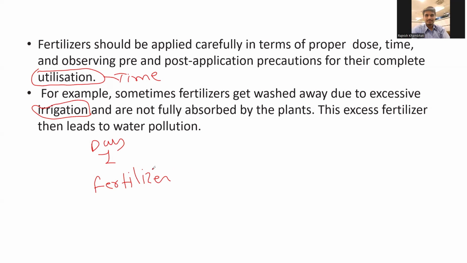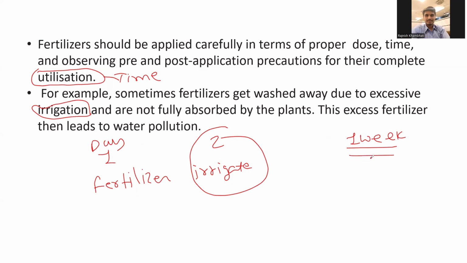So you have given the fertilizer, and on the second day you will irrigate over here. Day two, you will be irrigating. Then you can see on the second day most of the nutrients will be washed away, maybe just after 1 hour, etc. So instead of irrigating on the second day, maybe wait for 5 to 6 days or 1 week, so that the plant will get some time to absorb it.